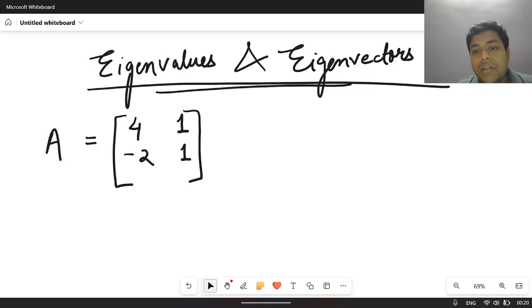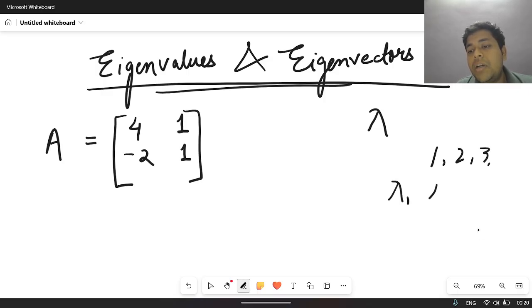Now, eigenvalues are represented by the sign lambda. A matrix can have more than one eigenvalue. There can be more than one. So there can be one eigenvalue, two eigenvalues, three eigenvalues, so we will represent it as lambda 1, lambda 2, lambda 3. Done. This is the basic thing about eigenvalue.